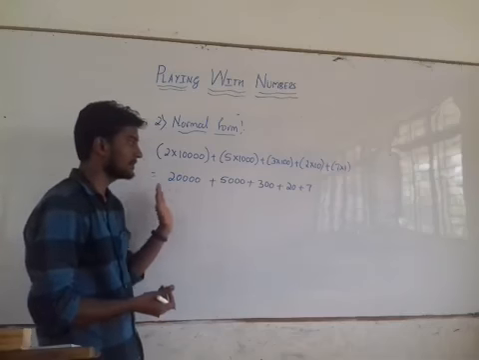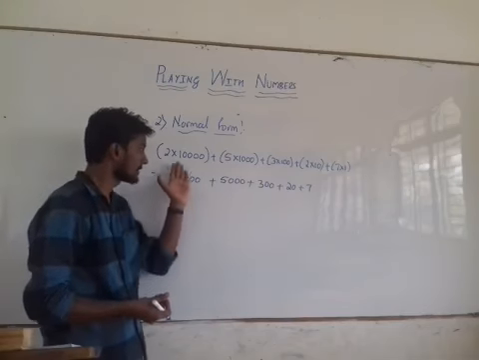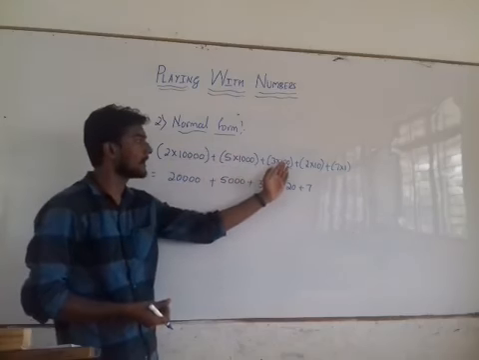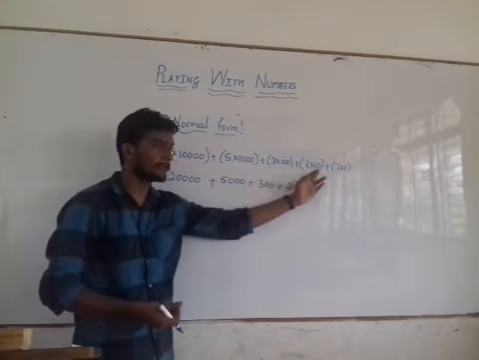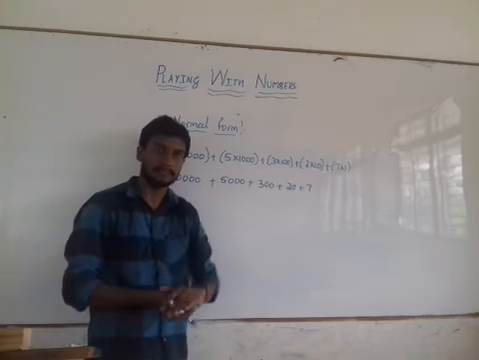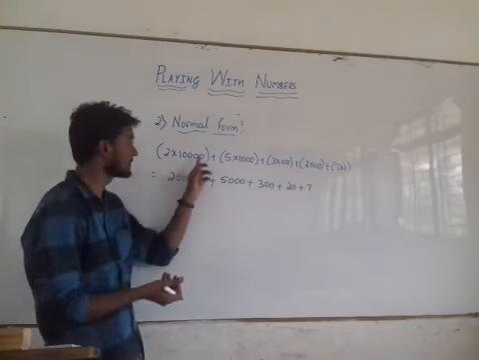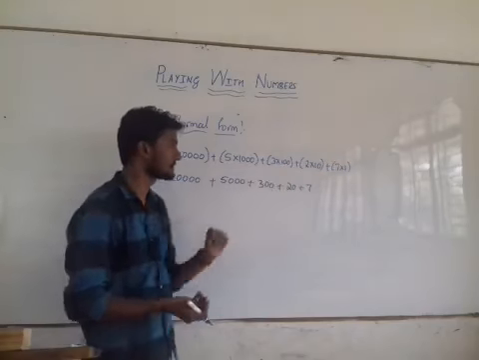See here. First you observe the place values. 10,000 place is there. 1,000 place is there. 100 place is there. Tens place is there. Ones place is there. All the places you are having. Just you have to write the numbers, then you will get the answer.